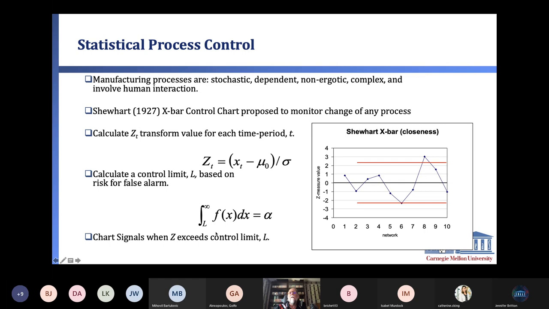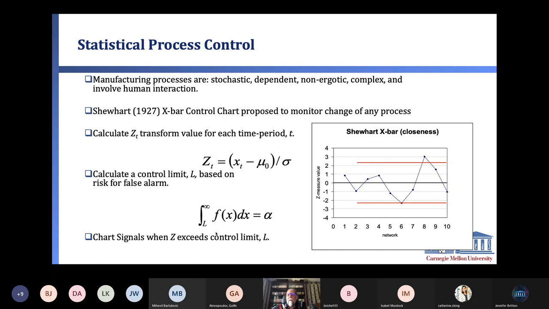Okay, so the earliest control method that we know of is called Shewhart. And Shewhart basically proposed a very simple scheme. They translated the distribution of whatever the mean and standard deviation of the tool was. They subtracted the mean and divided by the standard deviation. So they created a normal variable, meaning a zero mean, one variance variable.